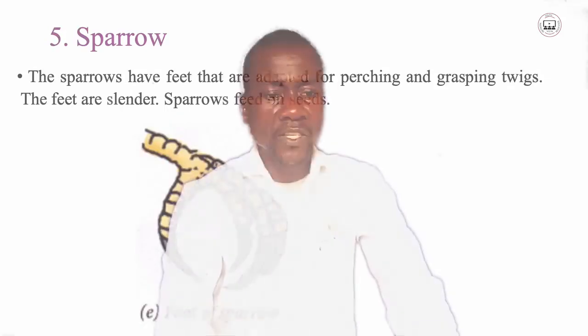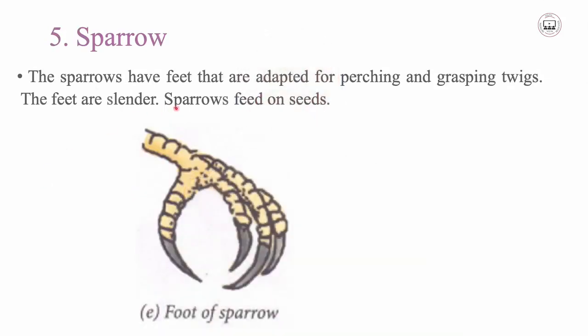And then we have the sparrow. The sparrow has feet that are adapted for perching and grasping twigs. The feet are slender. Sparrows feed on seeds. So these are the feet of a sparrow.